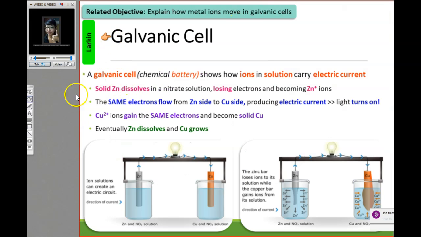All right, so the last subject we need to talk about is galvanic cells, because galvanic cells are also related to ions in solution. That's a big topic for today. So a galvanic cell is also known as a chemical battery.